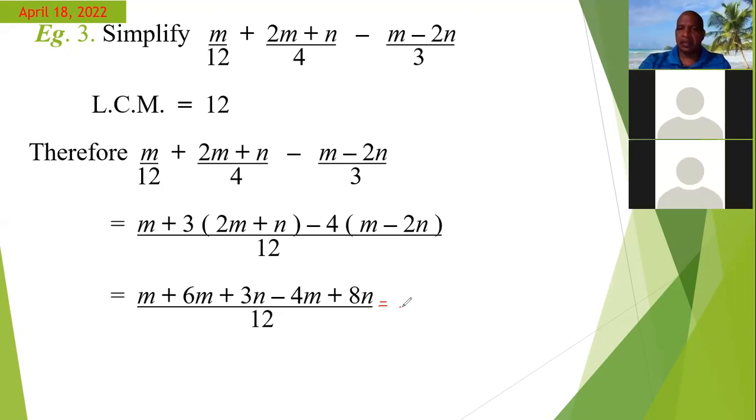Yes, sir. I was saying it would be 7M, take away 4M, leaving 3M, and then 8N plus 3N would equal 11N. So we'd get for the answer 3M plus 11N.